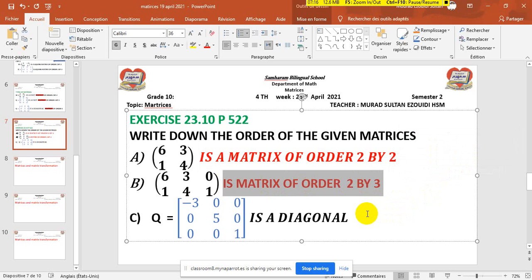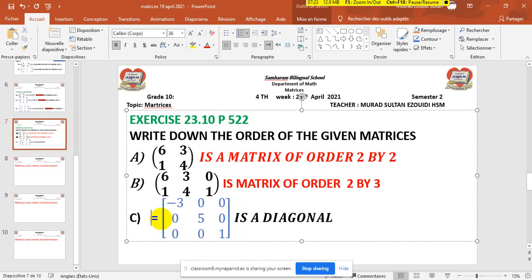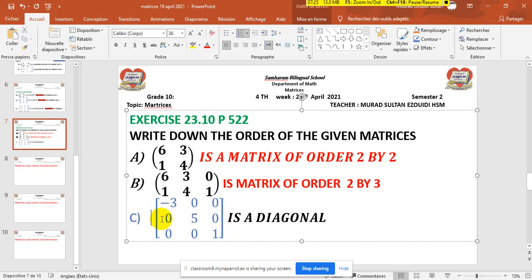Okay, now question number C. We have another matrix. This is the matrix C.